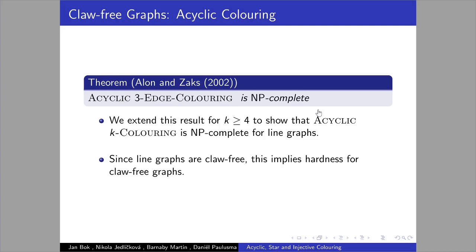So first we'll look at the case of claw-free graphs. So for acyclic colouring, what we do is we extend this result of Algor and Zaks, which shows that acyclic 3-edge colouring is NP complete, to show that acyclic K-edge colouring is NP complete for K at least 4. And what this then shows is that acyclic K colouring is NP complete for line graphs, and since line graphs are claw-free, this gives us NP completeness for claw-free graphs.